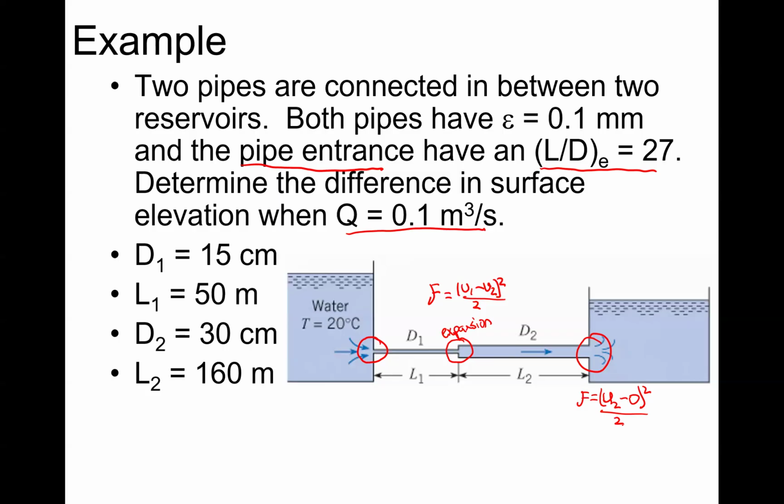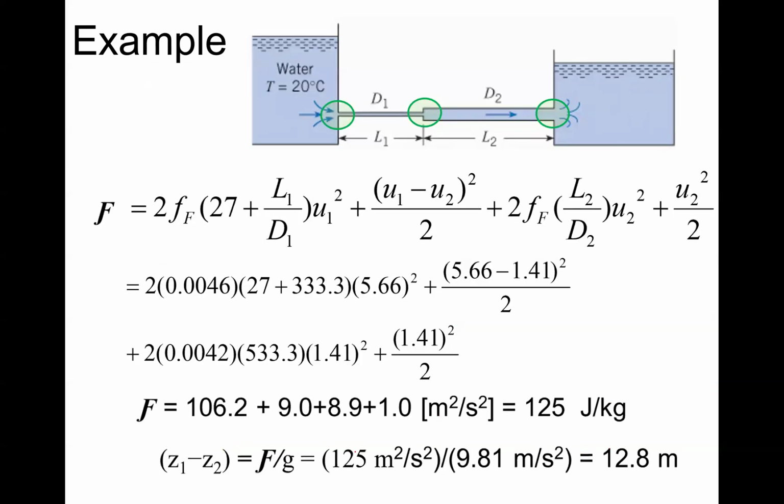We typically calculate U1 based on Q over A, so U1 would be Q1 over A1. You will need to calculate U2, which is Q2 over A2. I won't go into the details of the numerical values, but I wanted to show you this full equation where the frictional dissipation will be equal to a bunch of terms.